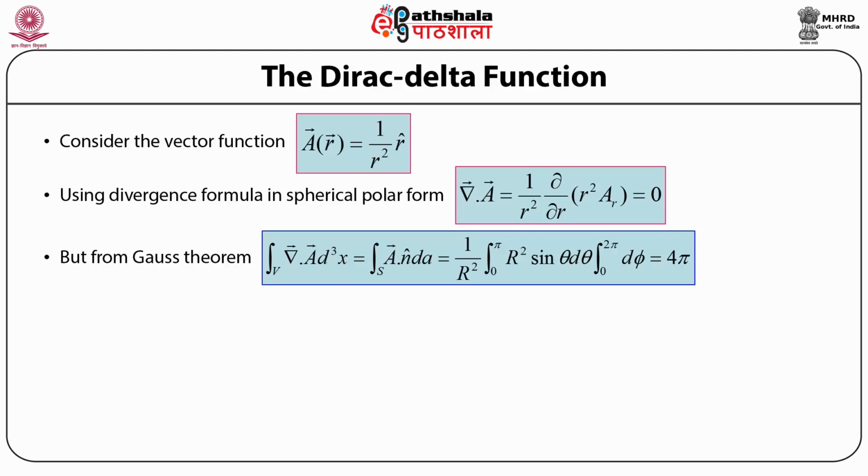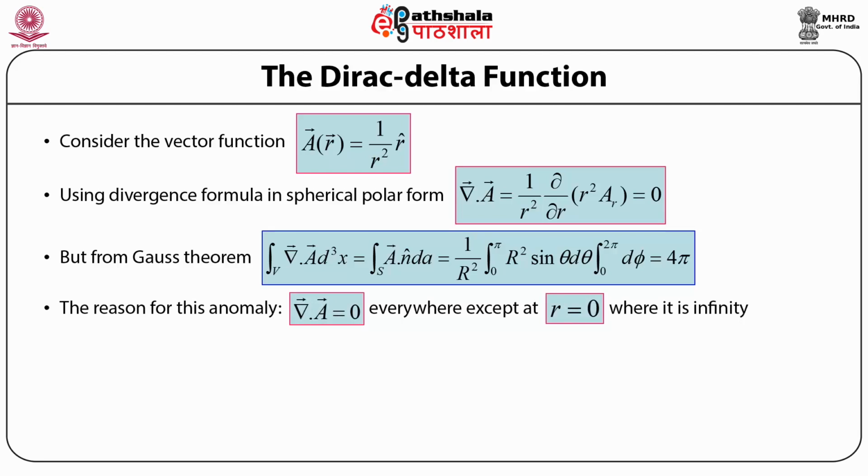Now here there is, as we can see, some kind of an anomaly. While the divergence of the vector function A as we have defined above turns out to be 0, if we use Gauss's divergence theorem and evaluate the volume integral of the divergence of this vector function A, then it turns out to be 4 pi. The reason for this anomaly is that while the divergence of the vector function A is 0, it is so everywhere except at the point where r itself is 0.